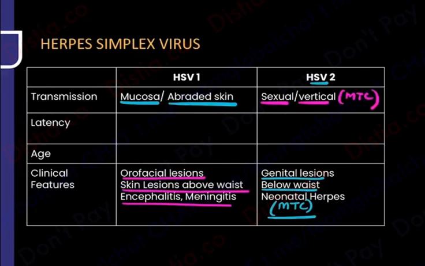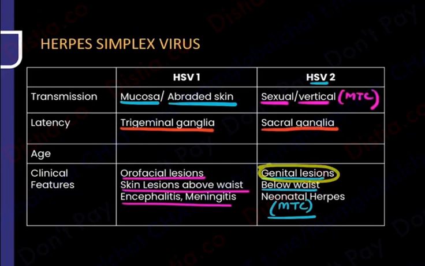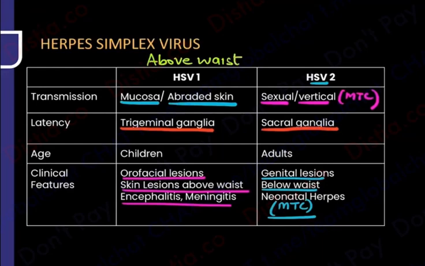What is their latency? Again, think of above the waist and below the waist. The above the waist one will be latent in the trigeminal ganglia. The below the waist one will be latent in the sacral ganglia. Age group is also simple. When you're talking about genitals, you're talking about sexual activity, so you're talking about adults. So genital HSV2 is in adults, unless you're talking about neonatal, then that is different. But HSV1 becomes more common, not in children, but in younger people, I would say. If you have just learnt the very simple trick that HSV1 is everything above the waist and HSV2 is below the waist, life becomes much simpler.